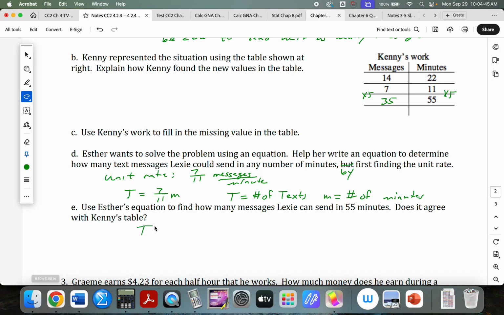So then to find out how many text messages she can send, we'll do the number of texts is 7/11 times 55. Remember that 55 is over 1. 11 goes into 55 5 times. And 5 times 7 is 35. And yes, it matches up with what we had in the table. Had Warren not corrected me, we would have gotten something different. And that's when you know something's gone wrong.